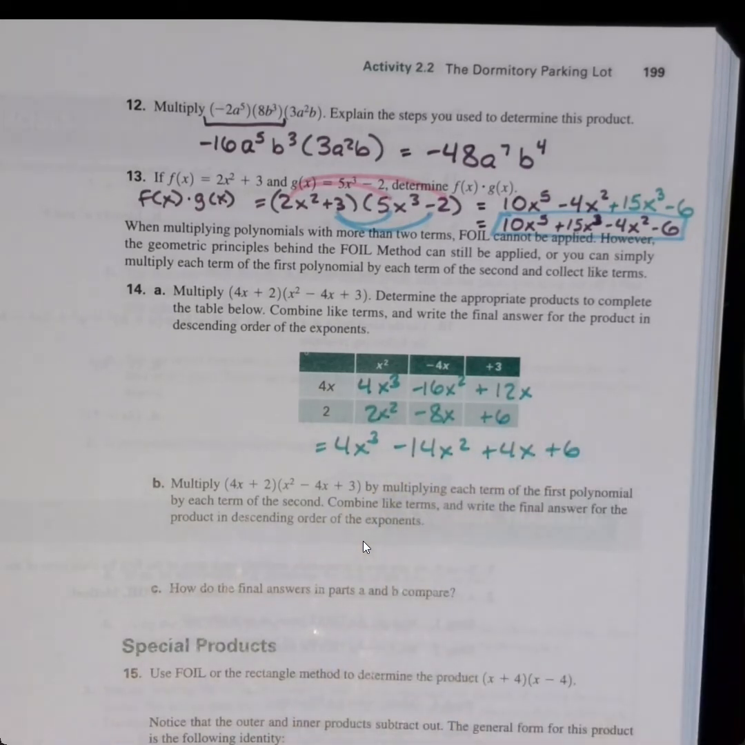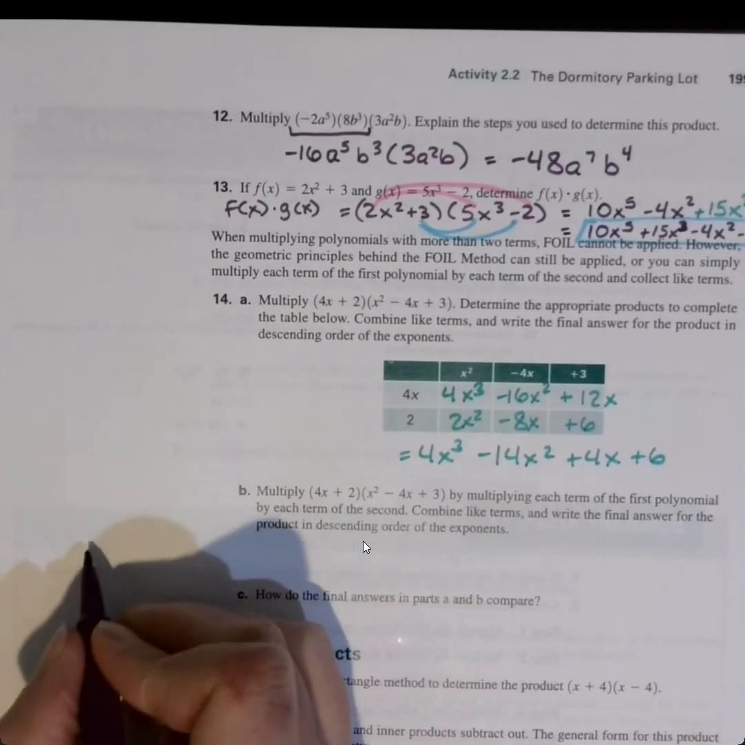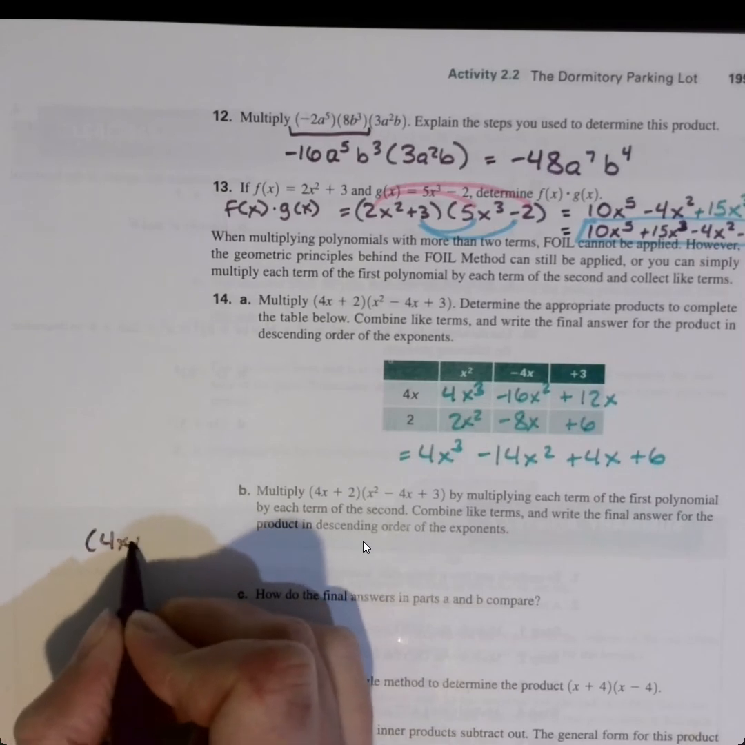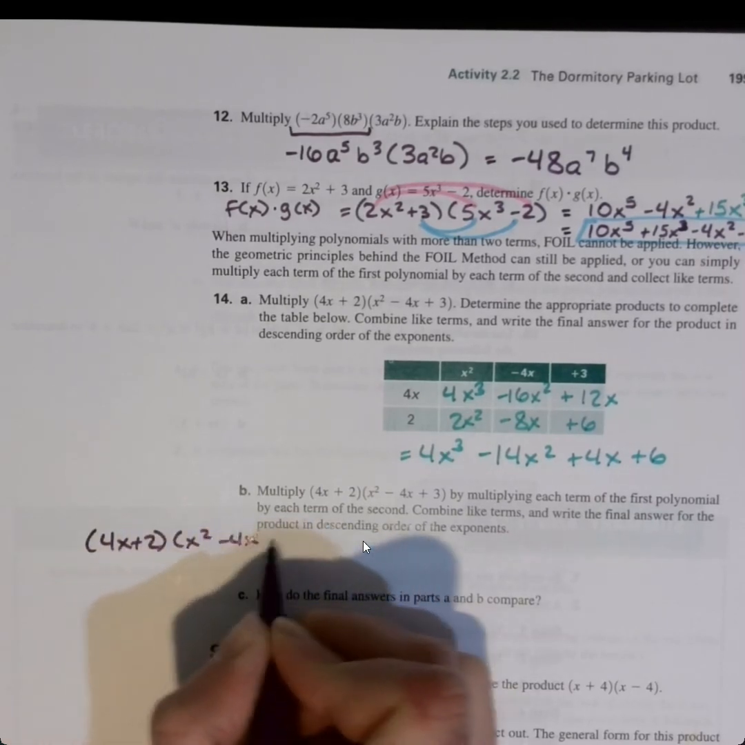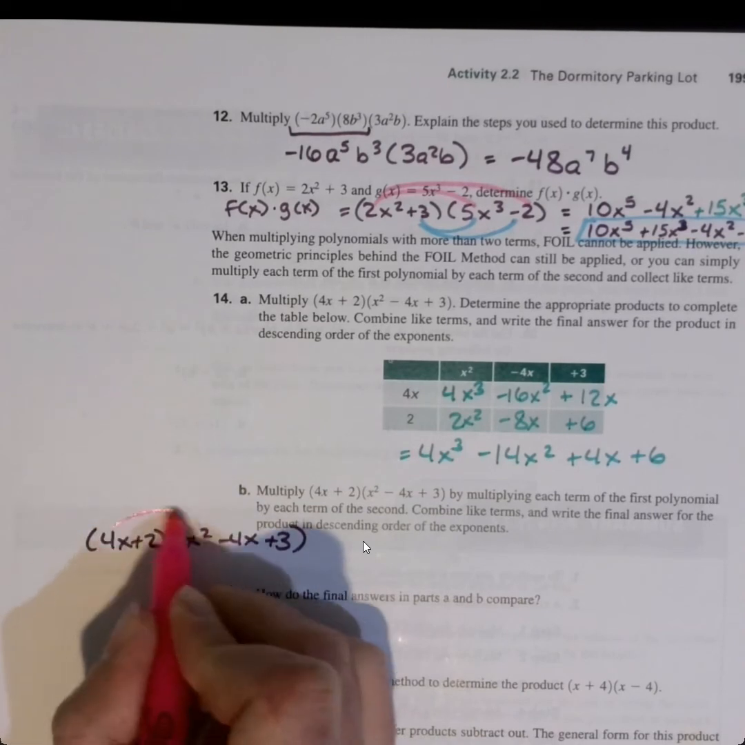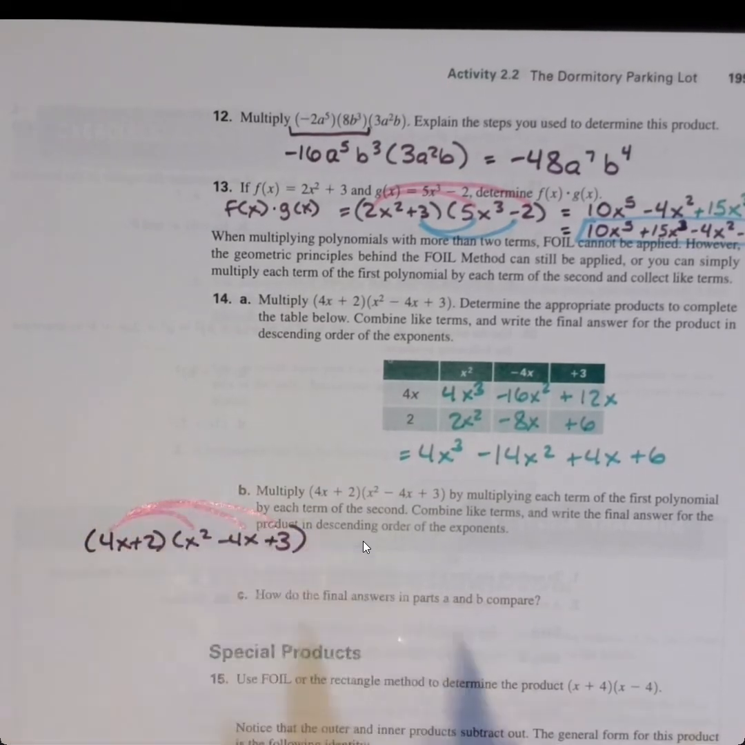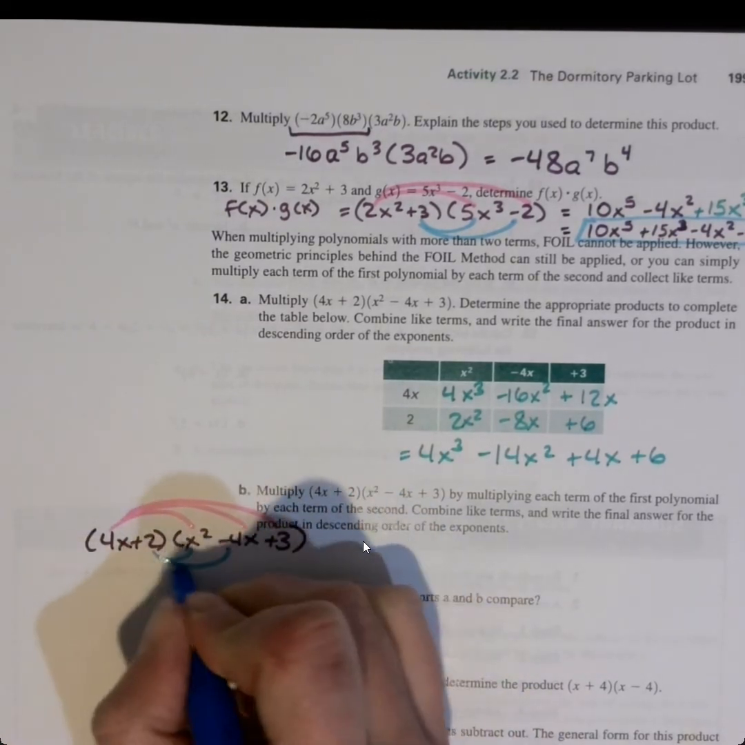Okay. If we were doing this without the box, let me start it over here on the side. I would have the 4x plus 2 times the x squared minus 4x plus 3. And I would take all parts of the first. So 4x times every part in the second times all 3 of these items. And then I would also take the 2 times all 3 of these items.